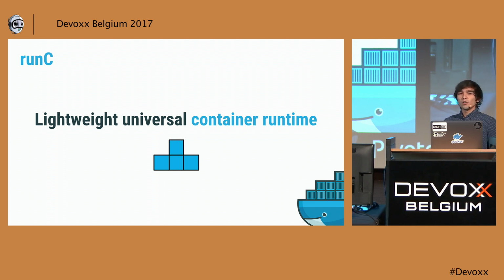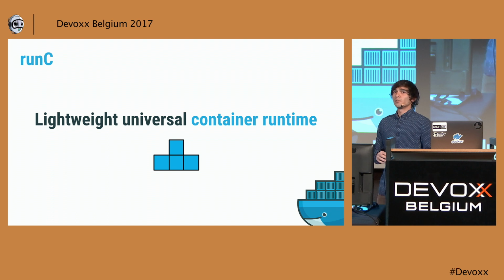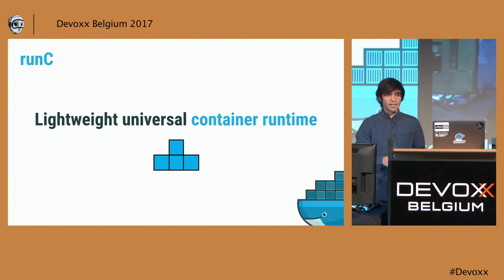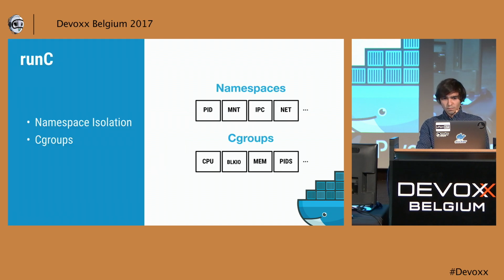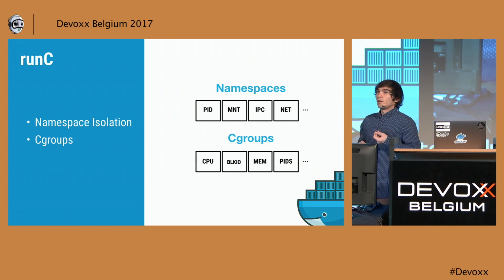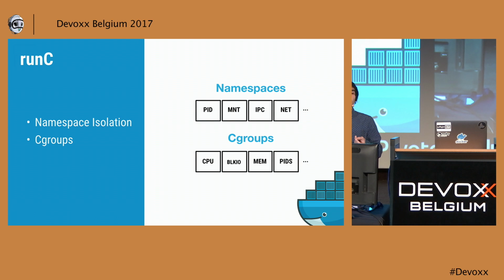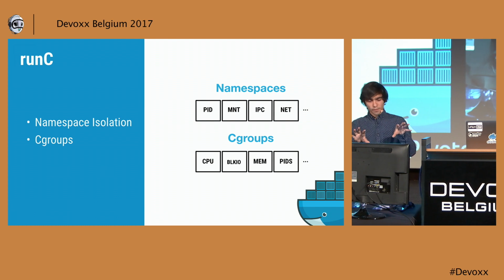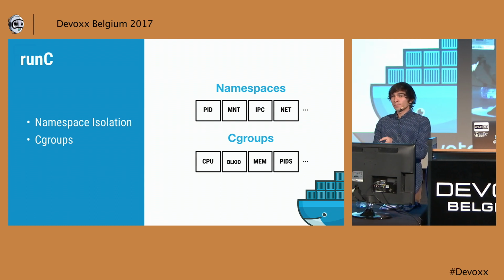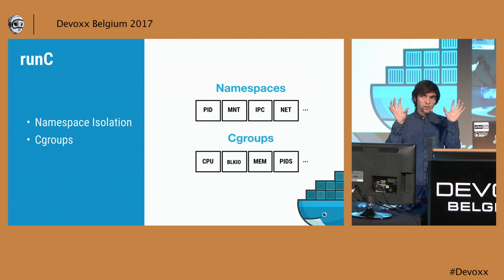RunC is a lightweight universal container runtime. It's actually been donated to the OCI, so it's a standard. For those who are not familiar with RunC already, the way you should think about RunC is it handles all of the guts of how to set up a container. Containers are built on Linux primitives. Of note, you have namespaces, which give you isolation between different resources and views of the world, and you have C groups. There are a few other things as well, but those are the big two.